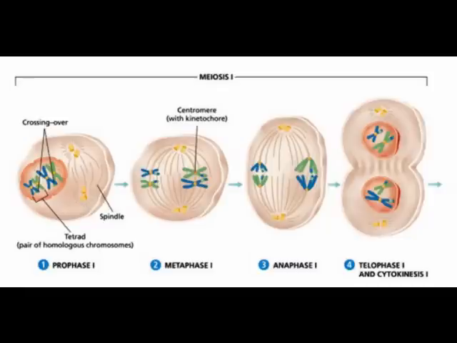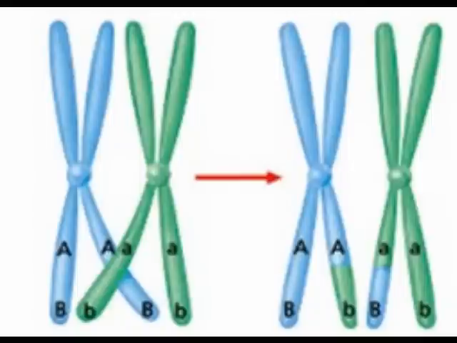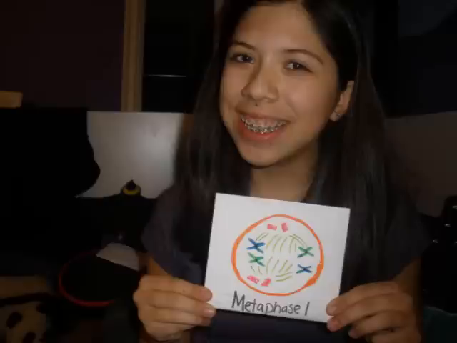There's Prophase I and the homologous chromosomes stand next to each other. They cross over, they change genetic information. In Metaphase I, the TETRADS line up. Wait a minute, what are TETRADS? TETRADS are each pair of homologous chromosomes.